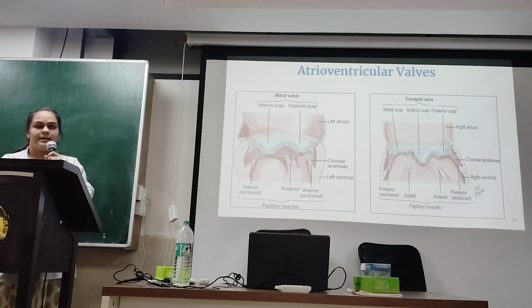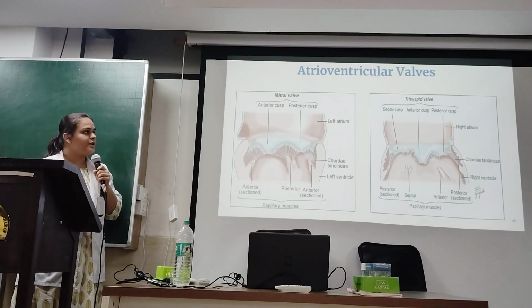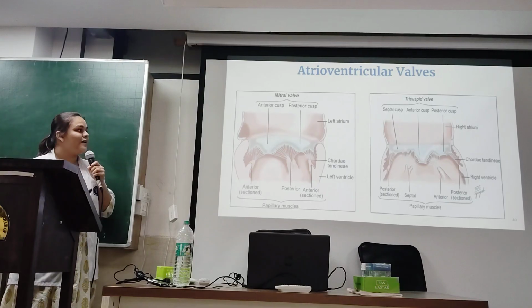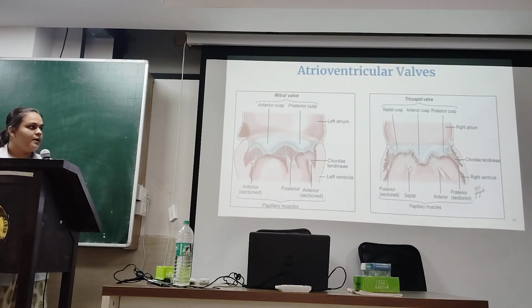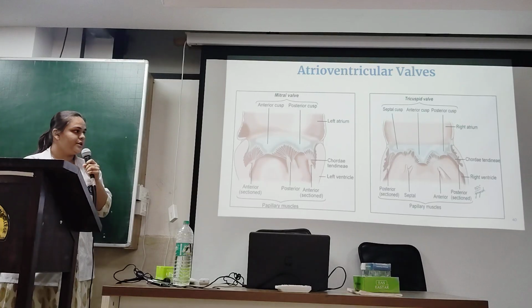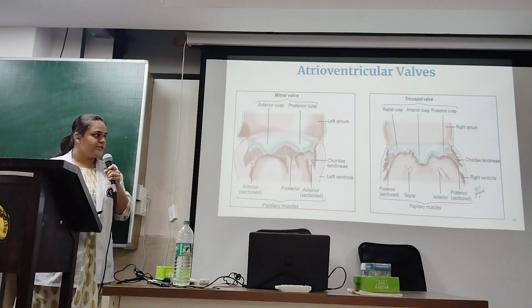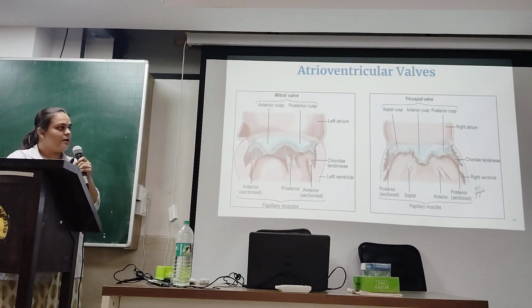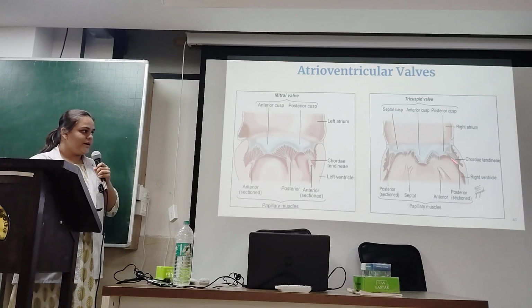Next, let's discuss in detail the AV valves, that is the tricuspid and the bicuspid valve. First, let's talk about the tricuspid valve. As you can see, the common features in both of the valves are the fibrous ring and the cusps. There are three cusps in the tricuspid valve: the anterior cusp, the posterior cusp and the septal cusp. The anterior cusp is larger, the posterior is relatively smaller, and then the septal. All three of them have a free margin and an attached margin, an atrial surface and a ventricular surface.